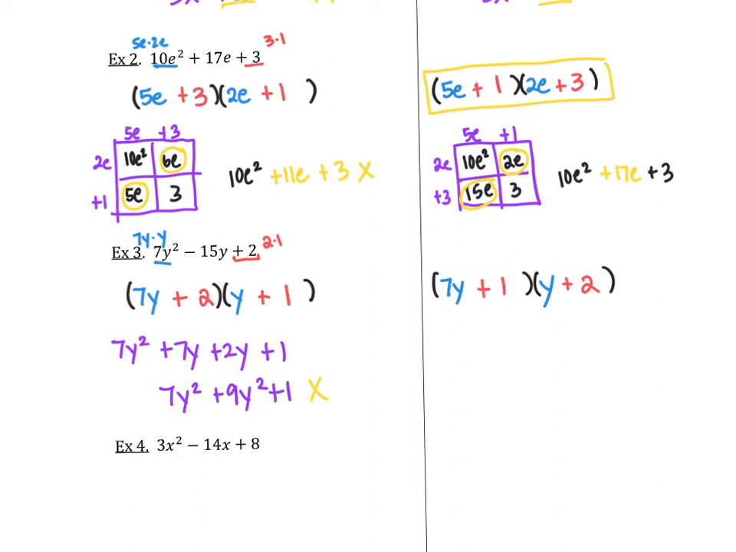7y times y is 7y to the second. 7y times 2 is 14y plus 1y. 1 times 2 is 2. Okay, 14y plus 1y is 15y plus 2. Okay, it's not exactly what I wanted. I got a plus 15y, but I wanted a minus 15y.